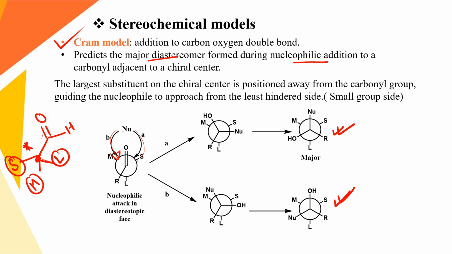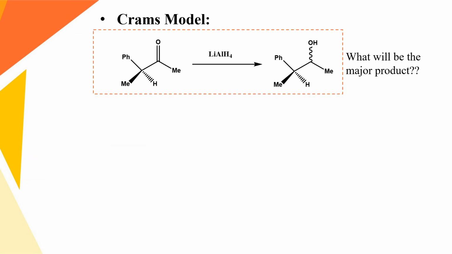Now how the nucleophile will choose where to attack, that we will discuss with an example. For example, this is your compound, and you have to treat this particular compound with lithium aluminum hydride, which is nothing but a hydride donor to the carbonyl carbon.